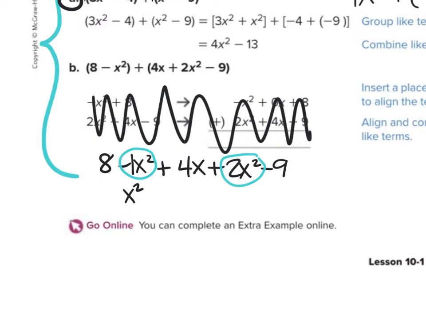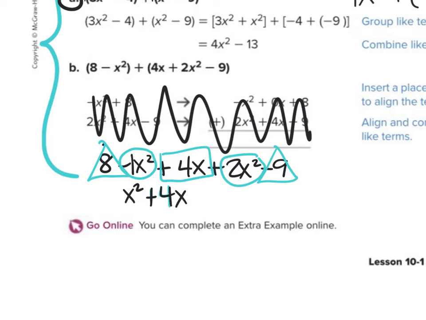Wait, why didn't we circle the 4x? Because it has to have the same variable and the same exponent. So is there anything to go with the 4x? No. So I will just write that right down here. But the 9 and the 8 go together. Okay, so you can do a triangle around those. So 8 minus 9 would give us what?